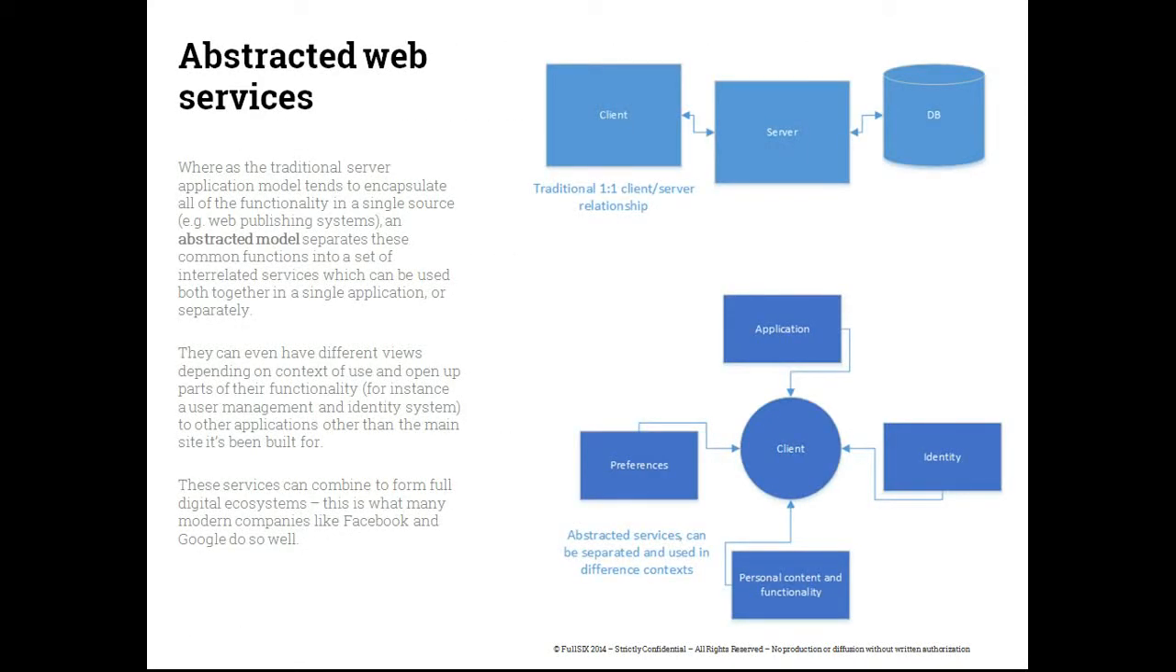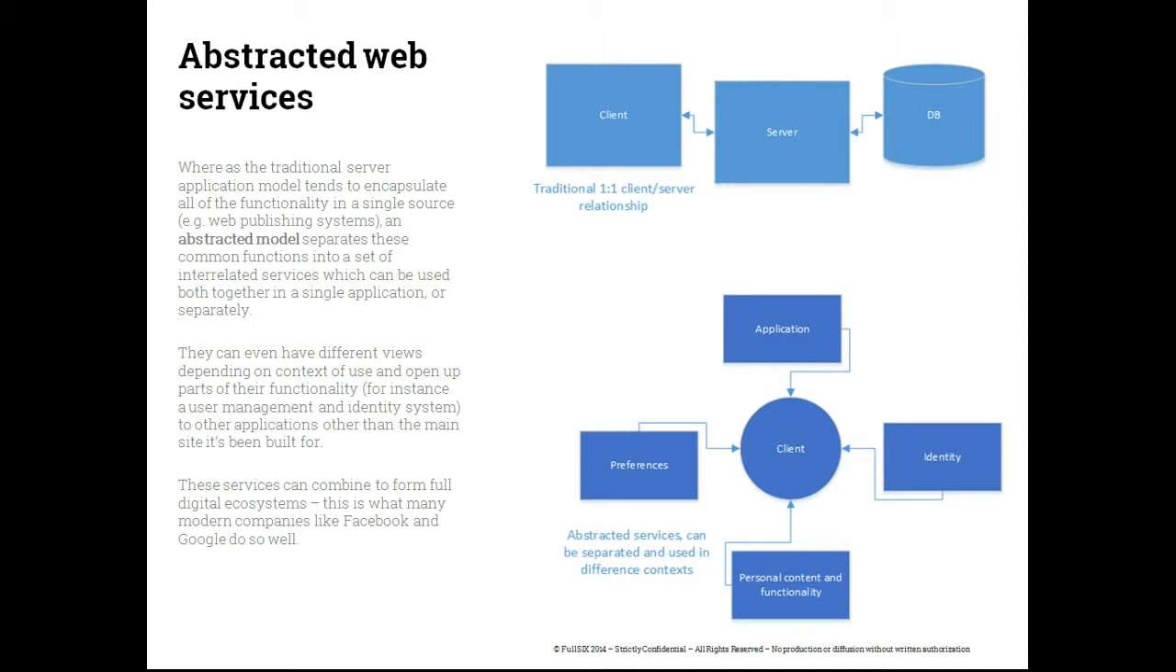So this is the old school method of doing it: client, server, database, back to server, back to client. But instead, what we'd like to do is abstract these different services. So we might have our client still, but we might have the application, which will be a server and a database. And these things might run even on the same server, but we have these separate services.